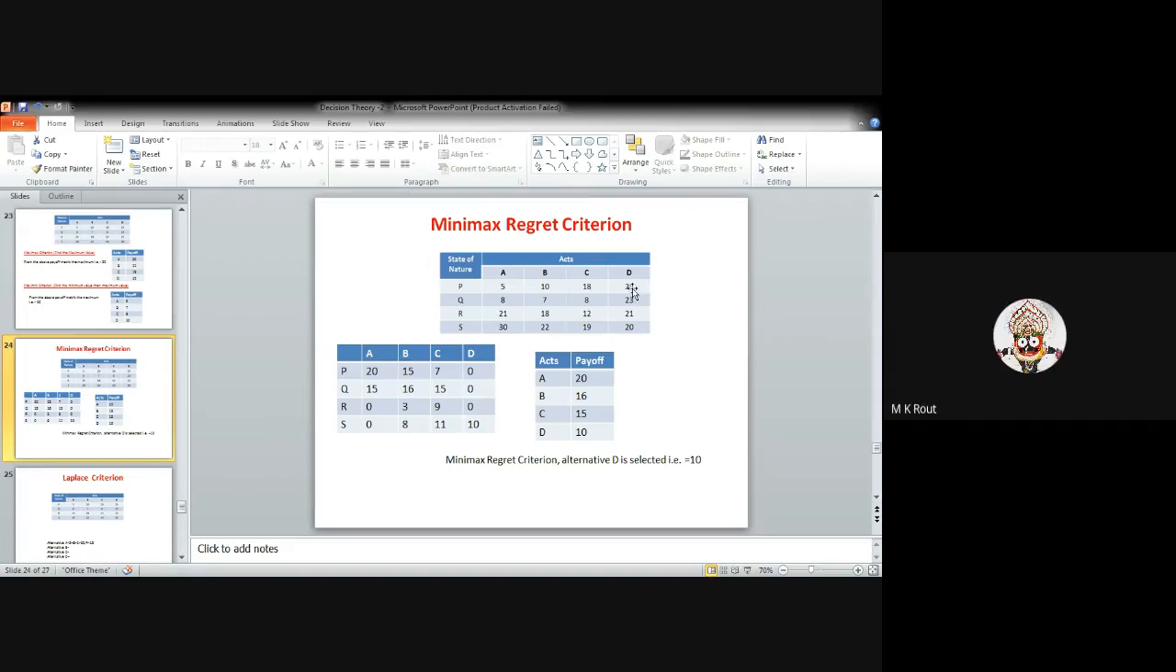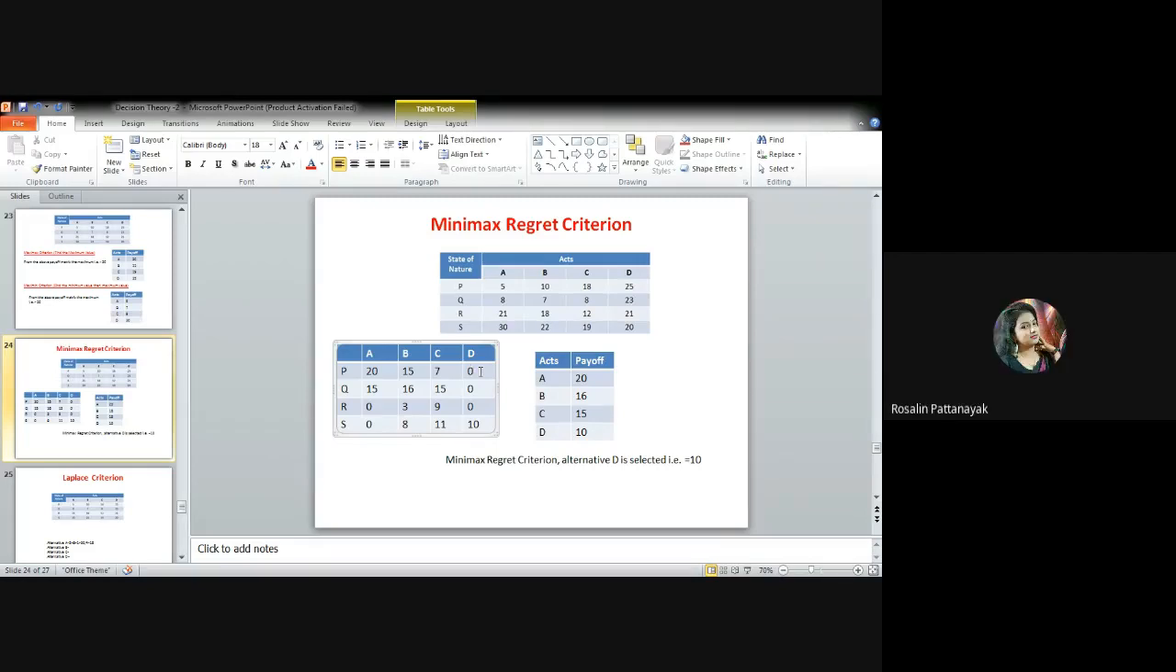25. That value should be subtracted from the other elements. In the first row, the maximum value is 25. So 25 minus 5 equals 20. Similarly, 25 minus 10 equals 15. The next one, 25 minus 18 equals 7. And the last one is 25 minus 25, that equals 0. First row is complete. Is it clear?